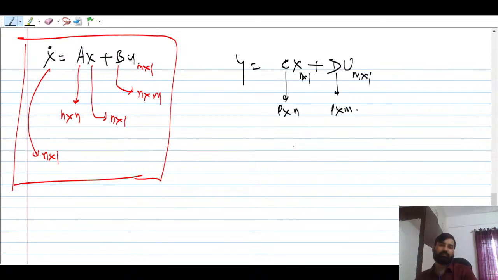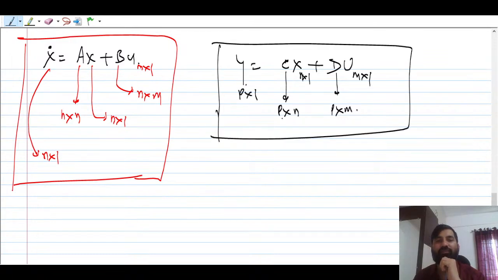Why p cross? Because there are p outputs, so the size of y should be p cross 1. That's why we have taken this. How many outputs are there? Accordingly you can decide the number of rows present in the C matrix and the D matrix. So please remember how to decide this order.